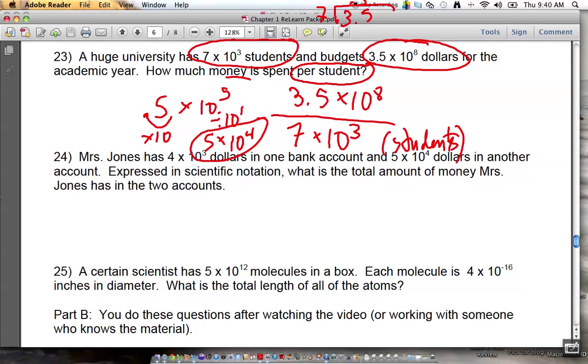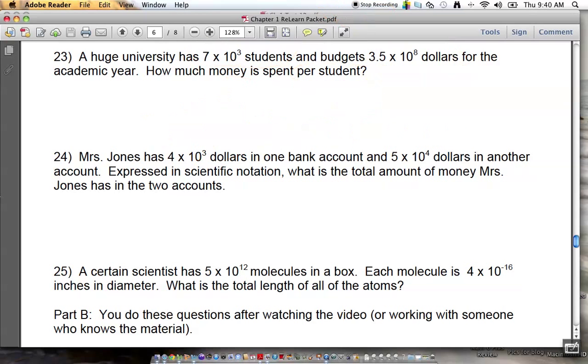Okay, any questions? Preguntas? Okay. Let's now take a look at number 24. Have you give that one a try?